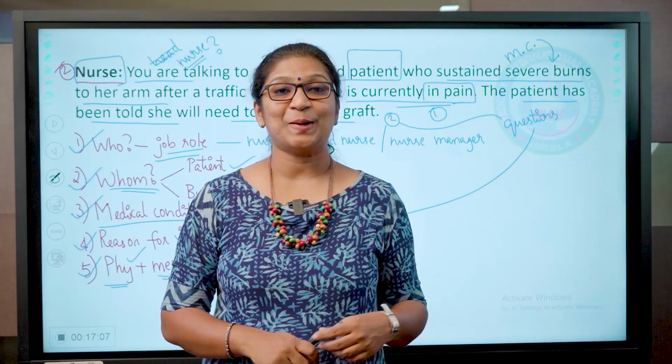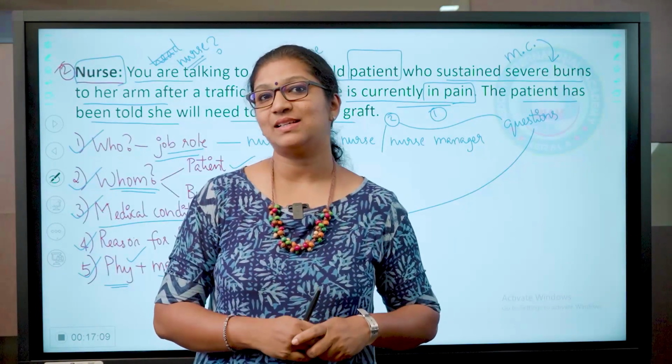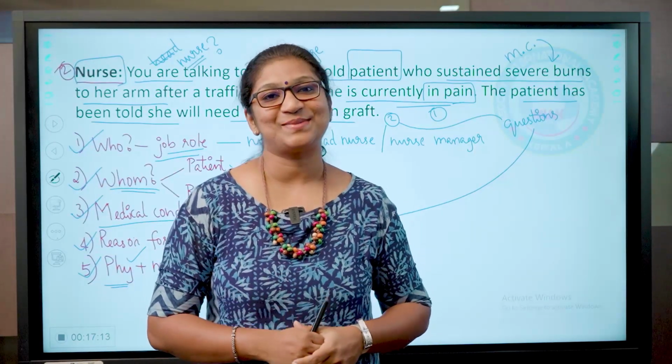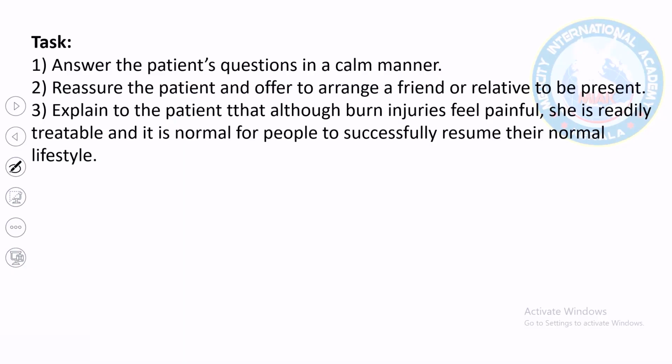Now, let's move ahead on to the third and the last part of your role card, which is the list of tasks. Well, the last part is your list of tasks. We know by looking at the tasks here, we have 1, 2 and 3 tasks to perform.